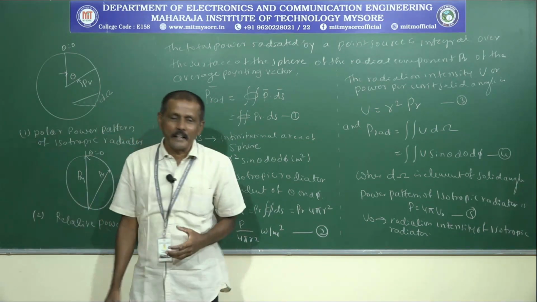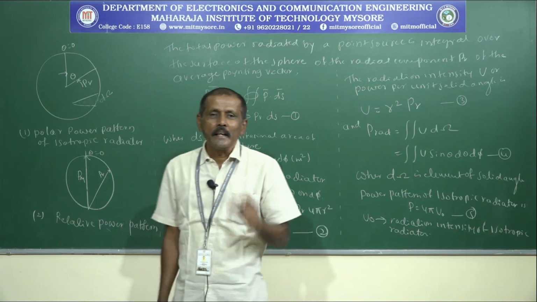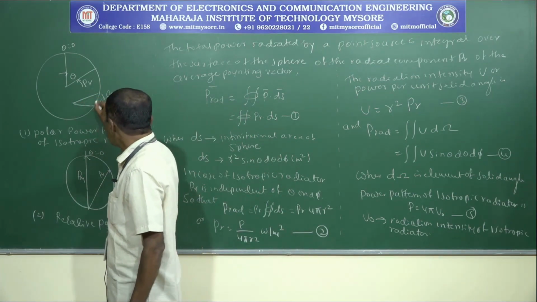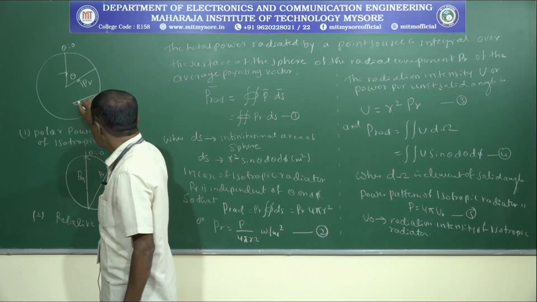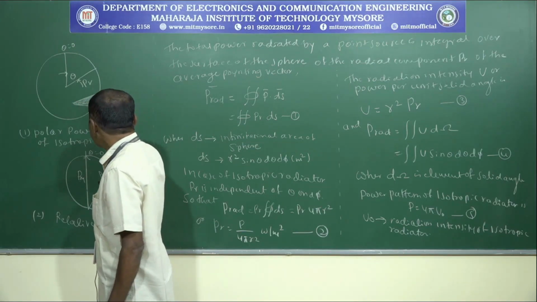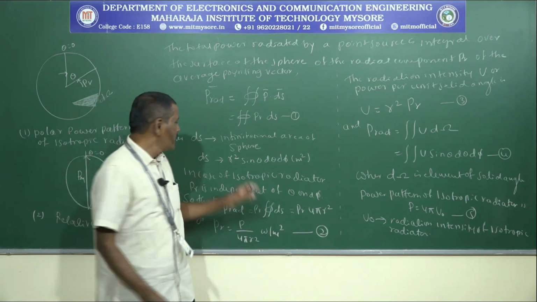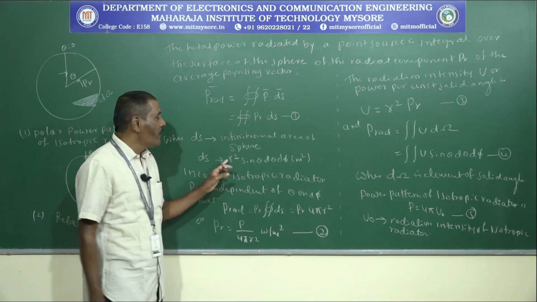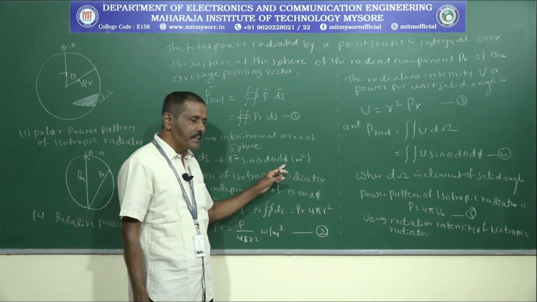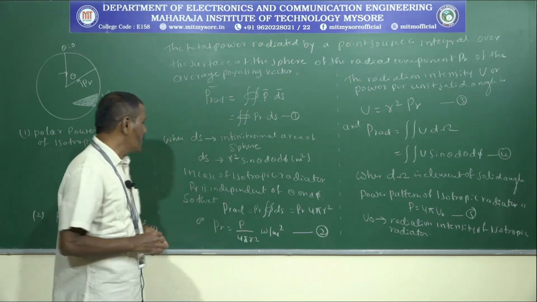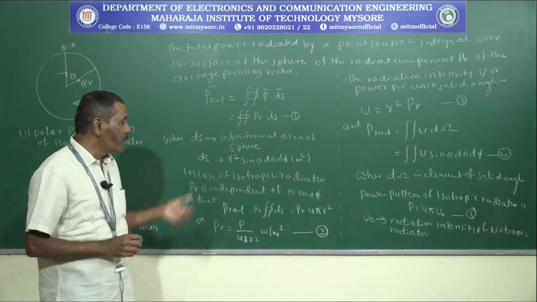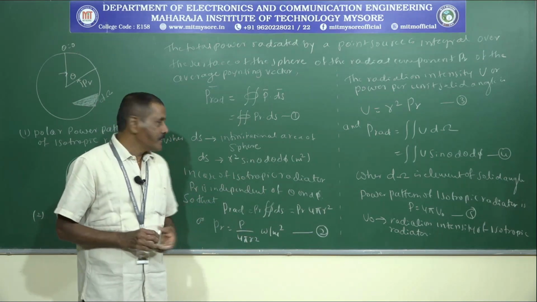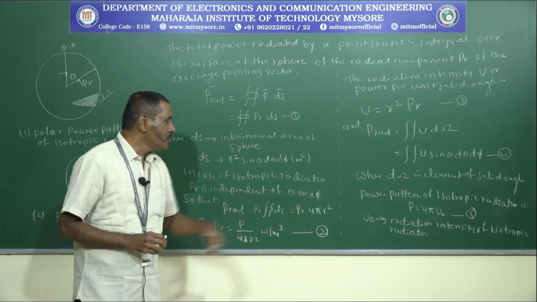That is, instead of the entire sphere, we are considering a part of the sphere. So whatever area I am getting here, we are calling it ds. This ds is calculated from the equation r squared sin theta d theta d phi, and it is measured in meter squared.